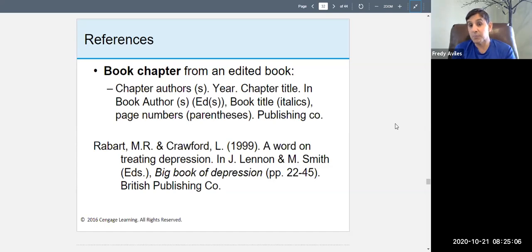And then you have the title of the book, which starts with a capital, all the rest is lowercase. Then you have the page numbers in parentheses, pp., and then you have the publishing company. That one is annoying, okay? That one is long. Believe it or not, I learned it in graduate school. I didn't even know how to do this in undergrad. I didn't know this because no one taught us that one.